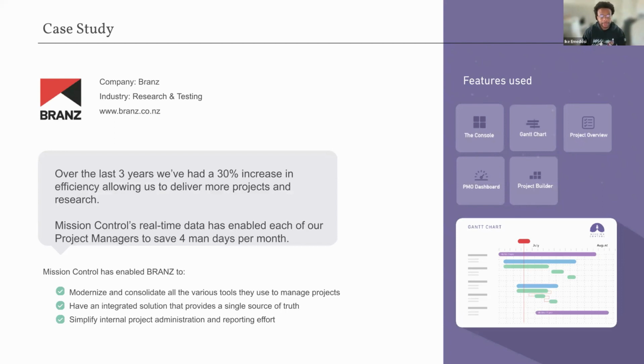Brands are research and testing. The thing I like about this case study, they had a 30% increase in efficiency over the last 3 years. But what's important is that second piece. The real-time data has enabled each of our project managers to save 4 man days per month. They had 15 project managers. 15 times 4, quick math is 60. So 60 man days per month. Imagine what you can do with that time because they were able to modernize and consolidate all the various tools and simplify project administration.